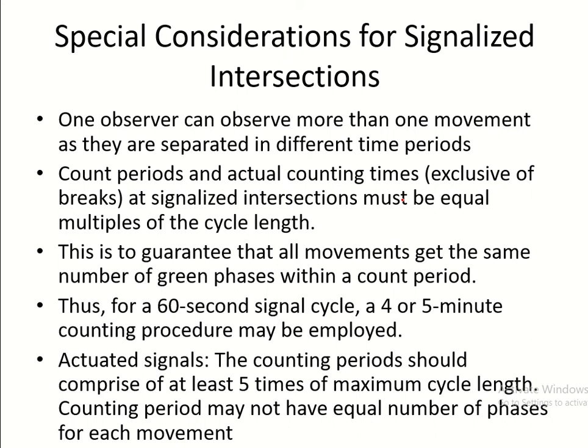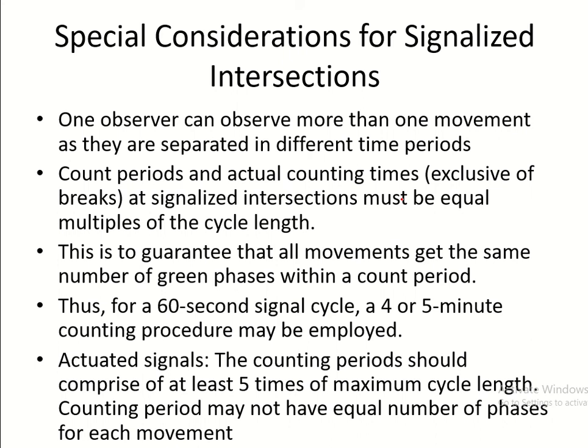Total counting period 1 hour, so 1 hour is a multiple of 1 minute, and actual counting period is 50 minutes, which is also a multiple of 1 minute. But let's say your cycle length was 90 seconds, which means 1.5 minutes. Then 1 hour is a multiple of cycle length, 60 is a multiple of 1.5. So total counting period, no problem, but you take a break of 10 minutes, so your actual counting period becomes 50 minutes. In that case we have a problem, because 50 is not a multiple of 1.5. So then the actual counting period must be changed, or you change the break.